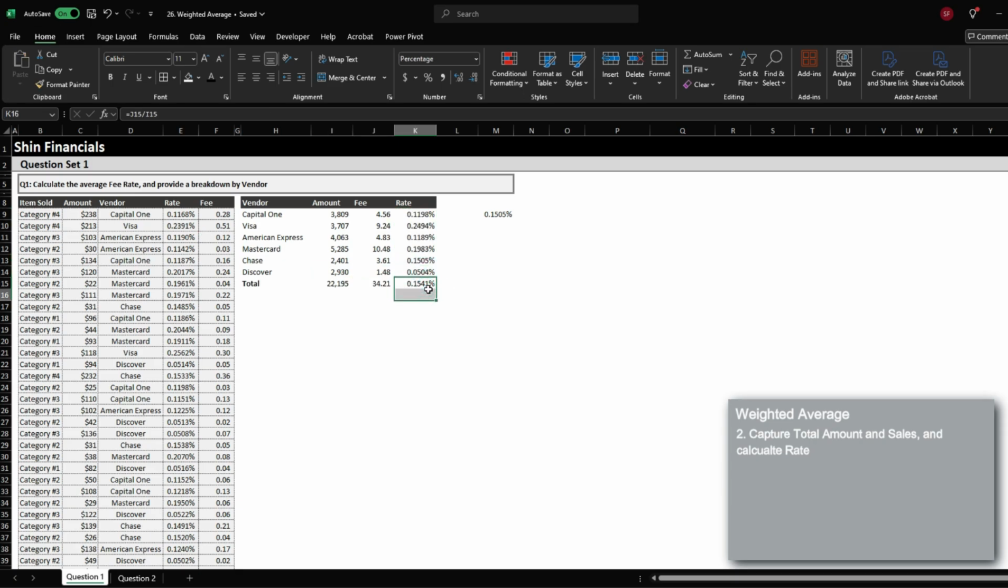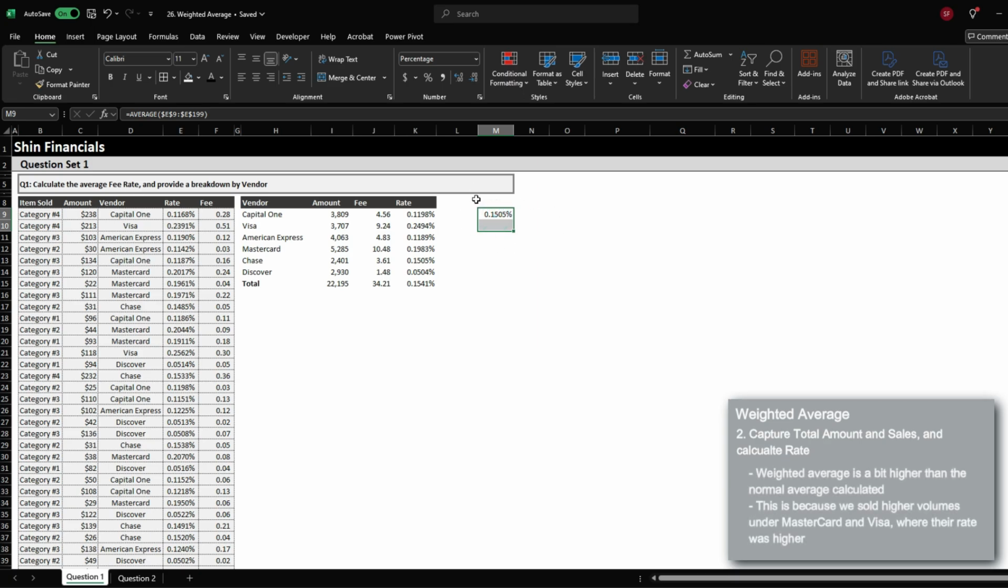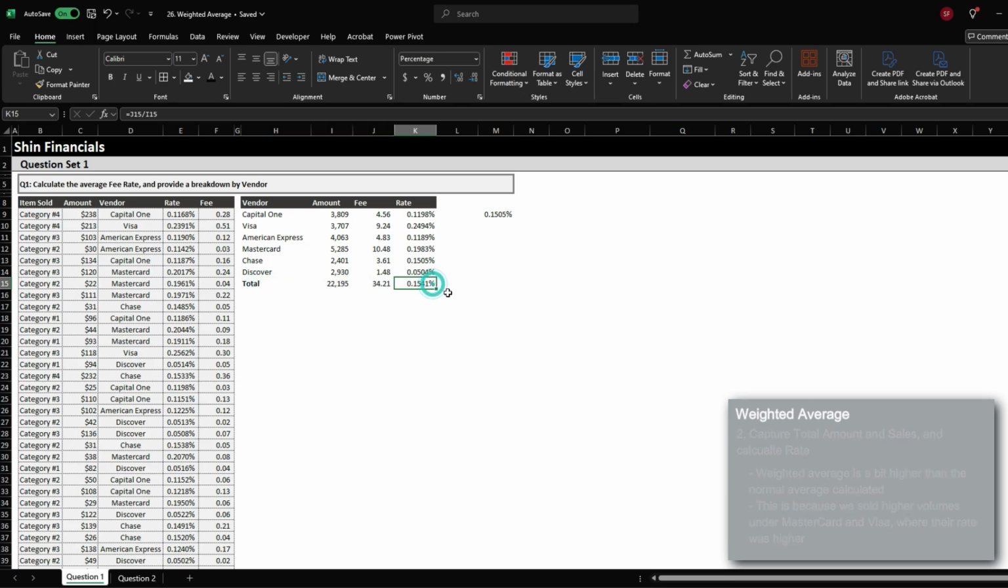And here we can see that the weighted average is actually a bit higher than the average. And this is because for the vendors with a higher rate, we've realized a higher amount and fee. For example, MasterCard, the rate that we're paying them is around 0.1983%, which is above the average, and the amount that we've realized with them is pretty significant. So now we have the weighted average of 0.1541%.